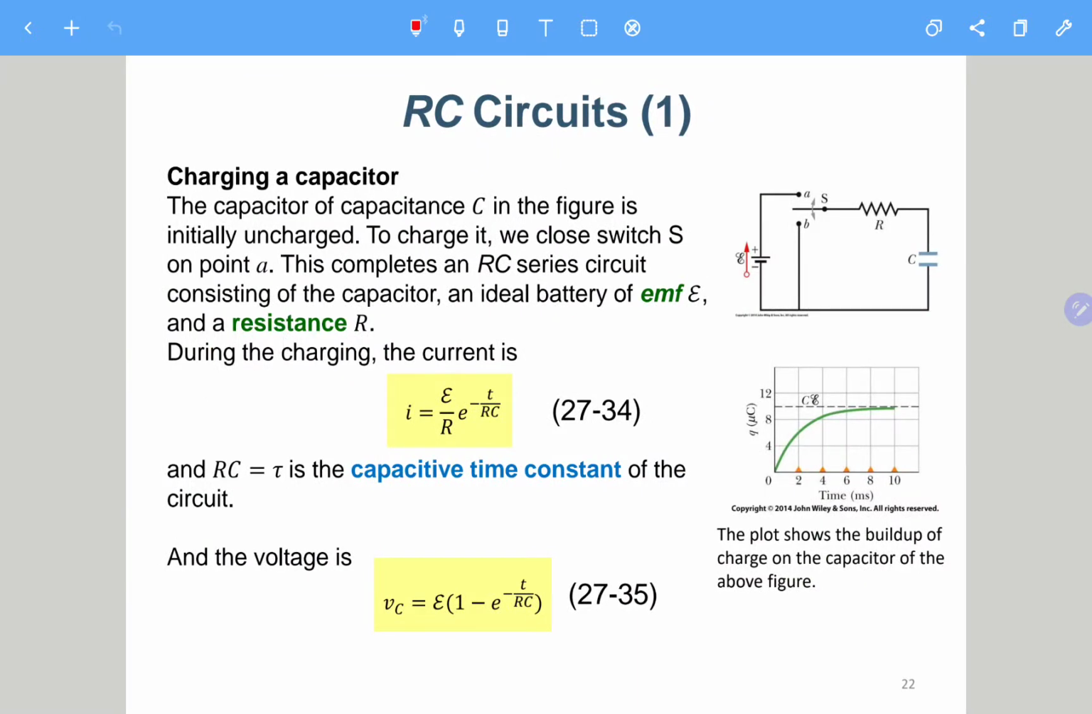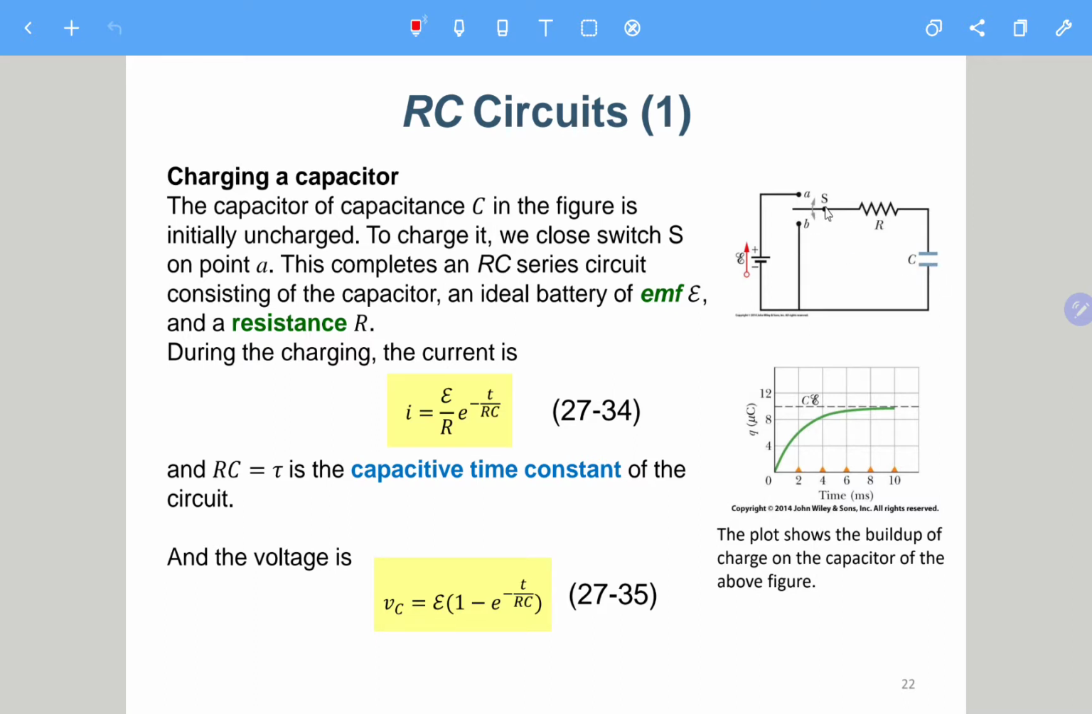Okay, so this is the RC circuit. So actually we can use KVL to write an ordinary differential equation for this circuit. So the idea is like here we have the battery, and then we have a resistance here, in series with a capacitor.